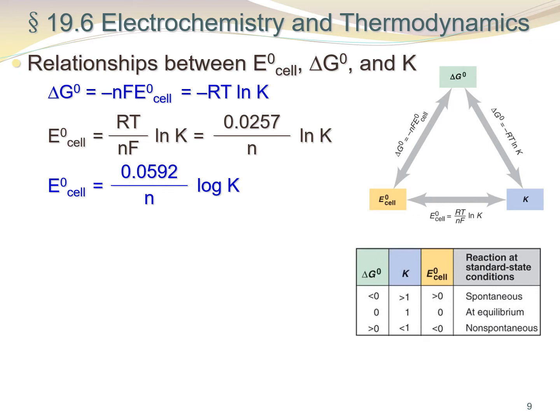Delta G is less than 0, which means the cell potential must be positive, and K must be 1 or higher. Non-spontaneous: delta G must be positive, K must be less than 1, and potential must be less than 0. And at equilibrium, both delta G0 and E0 cell are 0. K, according to the log of 0 equals log of K, must be equal to 1 because log of 1 equals 0.